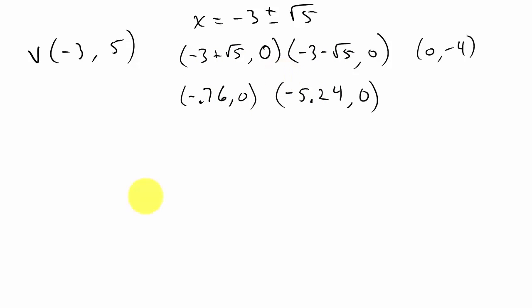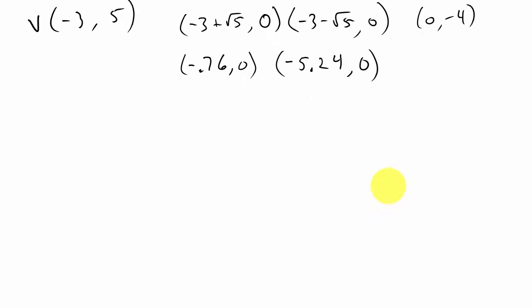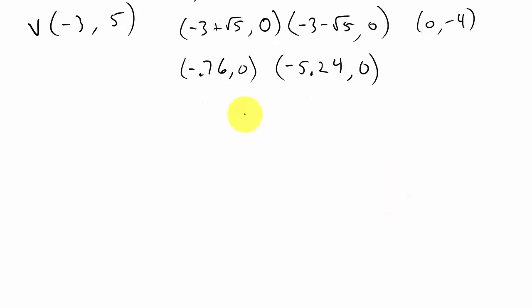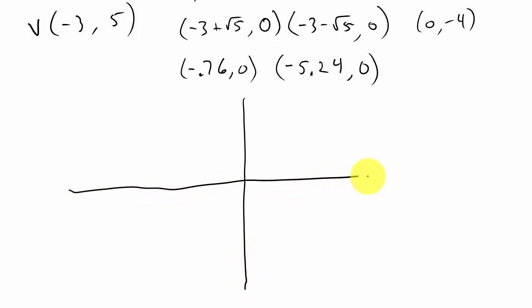Okay. All right. So now it's just like the last problem. We just plot our points. All right. So I've got 1, 2, 3, 4, 5, 1, 2, 3, 4, 5, 1, 2, 3, 4, 5, 6, and 1, 2, 3, 4, 5, 6. All right, so now plot the points.